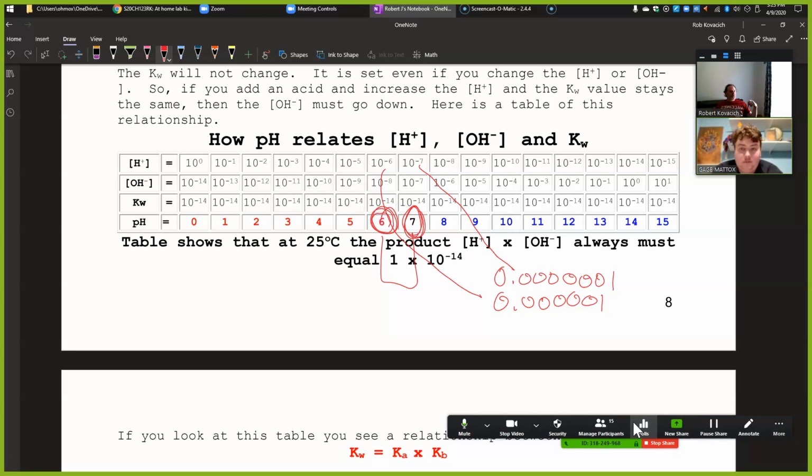So what's the difference between pH numbers 2 and 3? 10. What's the difference between pH 2 and 4? 100. Yeah, 100. So this scale, what would you call it? What type of scale is this? Would it be exponential? No. Linear? No. What's it called? It's not log, is it? It's logarithmic. It is log.